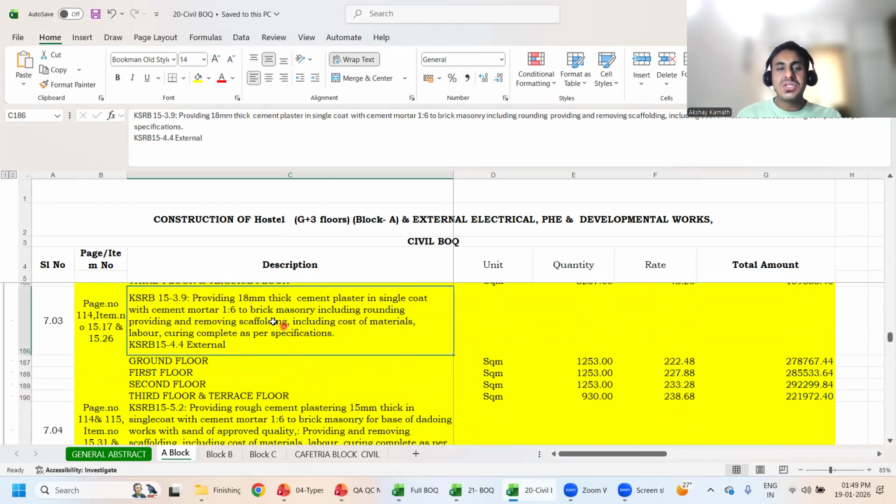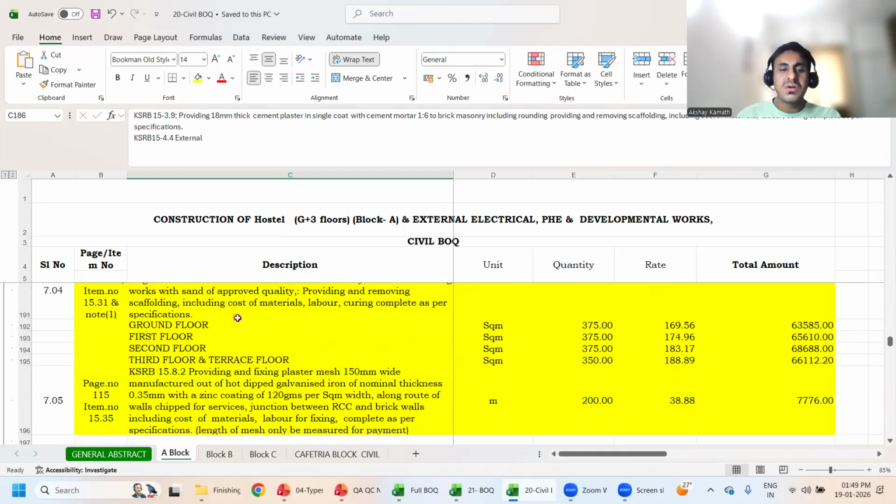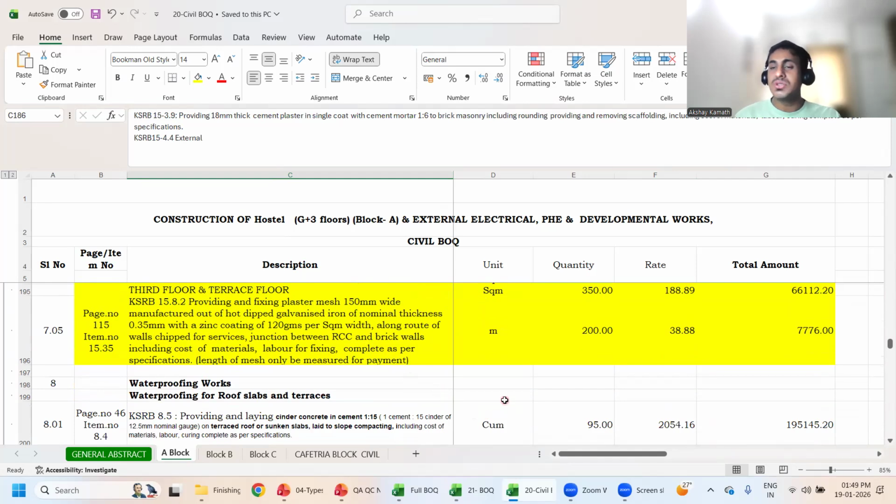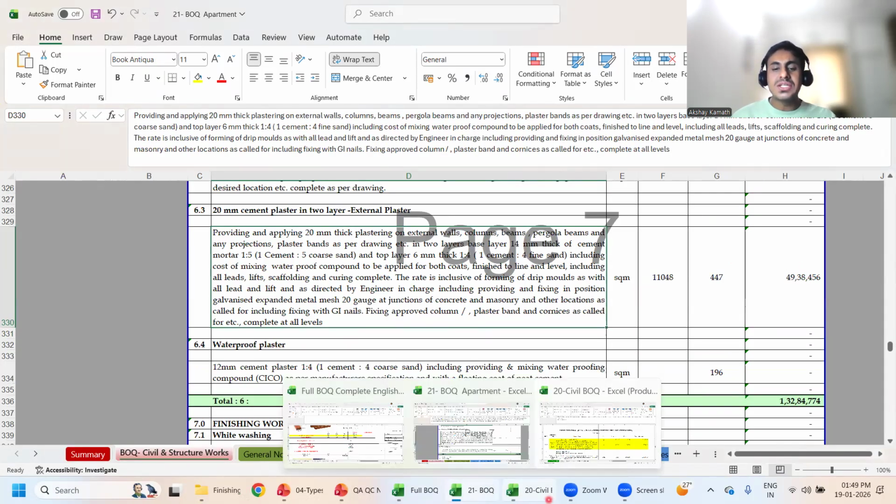This is for external plastering. Wherever you require 18 mm thick plastering, you go for this. But here he has mentioned the cement mortar is 1:6. Okay. So in this way, they have given you all the BOQ. Based on that, you are supposed to do the work. You got an idea, no? Where and how to use it. Fine. Now we'll go to the estimation part.